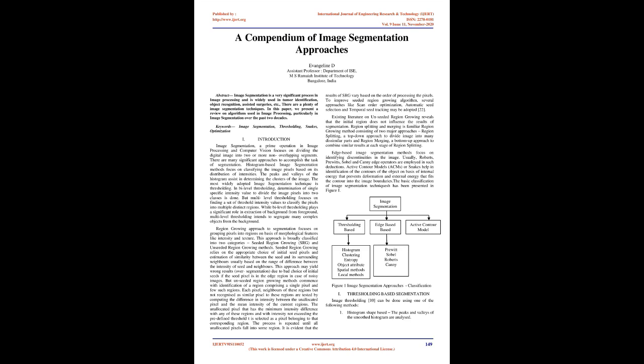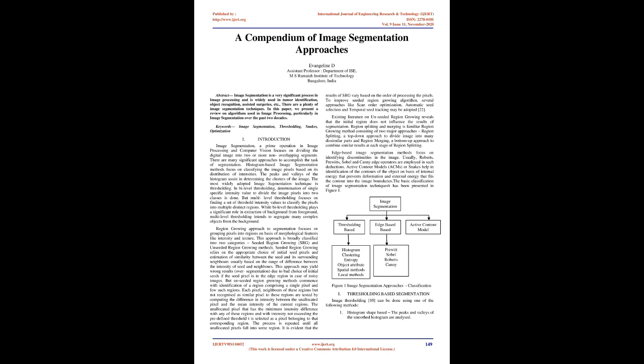Region-growing approach to segmentation focuses on grouping pixels into regions on the basis of morphological features like intensity and texture. This approach is broadly classified into 2 categories: seeded region growing, SRG, and unseeded region growing methods. Seeded region growing relies on the appropriate choice of initial seed pixels and estimation of similarity between the seed and its surrounding neighbors, usually based on the range of difference between the intensity of seed and neighbors. This approach may yield wrong results, over-segmentation, due to a bad choice of initial seeds, for example if the seed pixel is in the edge region in case of noisy images.